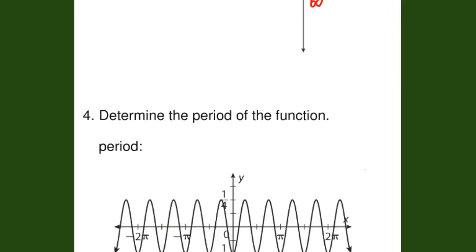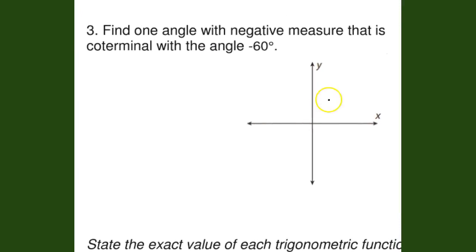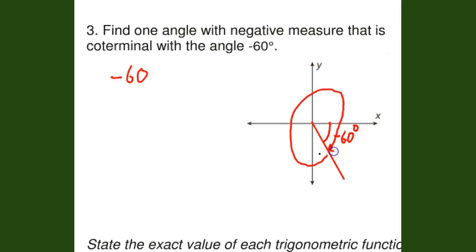Let's go to number 3. So find one angle with a negative measure that is coterminal with negative 60. So negative 60 would be right here. All right, so we're going to go down 60, so that's technically a negative 60. And coterminal means if we go another 360 all the way around, what will we end up at? So basically we're taking negative 60 and then continuing to go in the negative direction all the way around, right, and landing right where we started. So I'm going to subtract 360 from that.